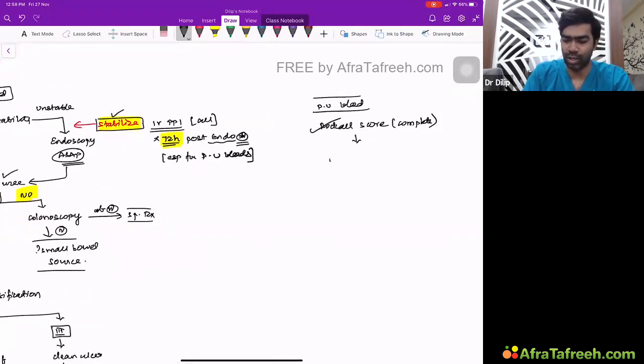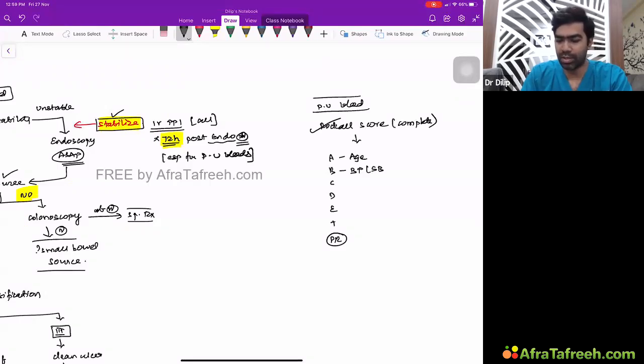So what are the components of a complete Rockall score? Usually I used to give a mnemonic: A, B, C, D, E, and pulse rate. So what stands for A? A stands for age. The more the age, the more the points, the poorer the prognosis. B stands for blood pressure, typically the systolic blood pressure. The lower the blood pressure, the worse the prognosis, and the more the risk of death from peptic ulcer bleed.